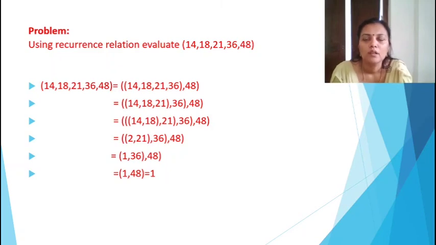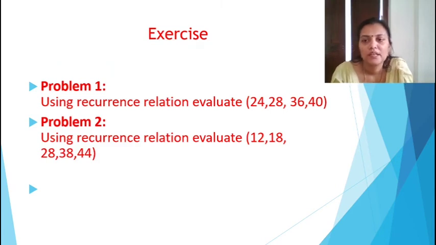Now you have an exercise to find the GCD using the recurrence relation. Evaluate the GCD of 24, 28, 36 and 40. And the second problem, using the recurrence relation, evaluate the GCD of 12, 18, 28, 38 and 44. Do this exercise.